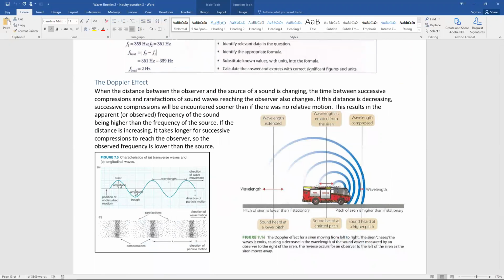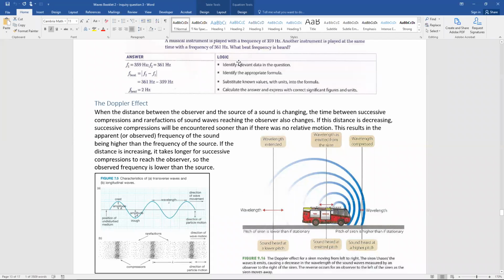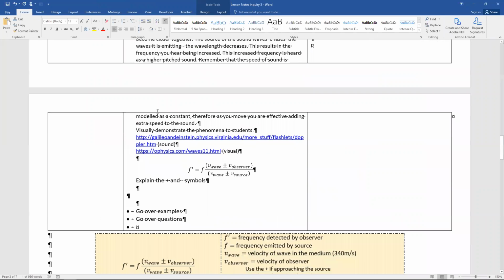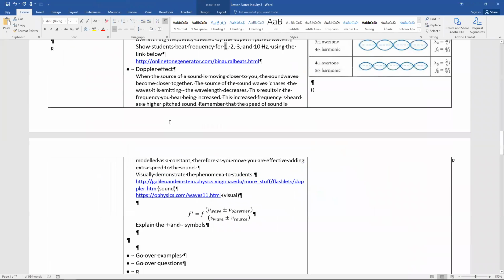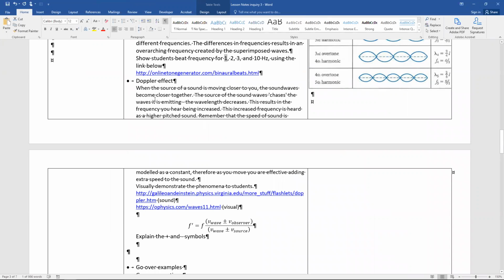Okay, Doppler effect. Okay, let's have a look at Doppler effect. All right, the definition says this. When the source of a sound is moving closer to you, the sound waves become closer together. The source of the sound wave chases the wave it is emitting. The wavelength decreases due to this.